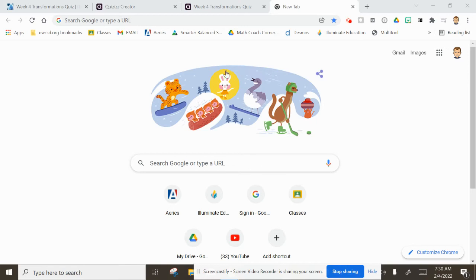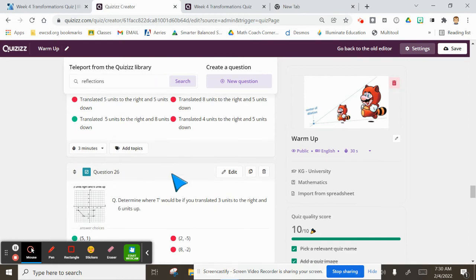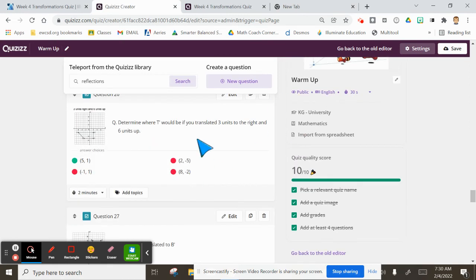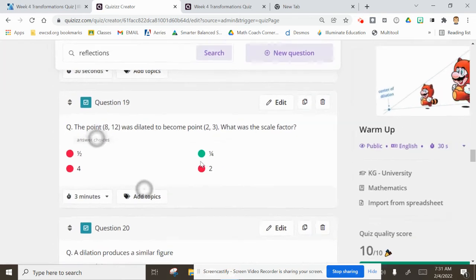Okay, I am going to go over a couple things. You're going to do a warm up with your quizzes here that I'm going to talk about. It's called warm up, but a lot of it's going to be very similar to what you're going to see in a little bit. I'm going to zoom in a little bit.